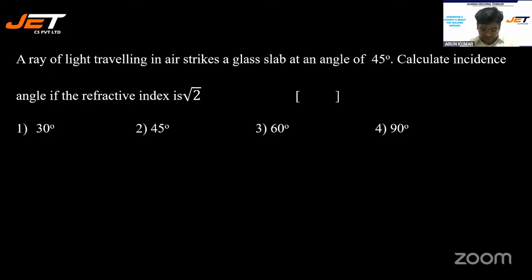A ray of light traveling in air strikes a glass slab at an angle of 45 degrees. Calculate the refraction angle if the refractive index is root 2. This is the last question, students. After this, you've got the biology session.